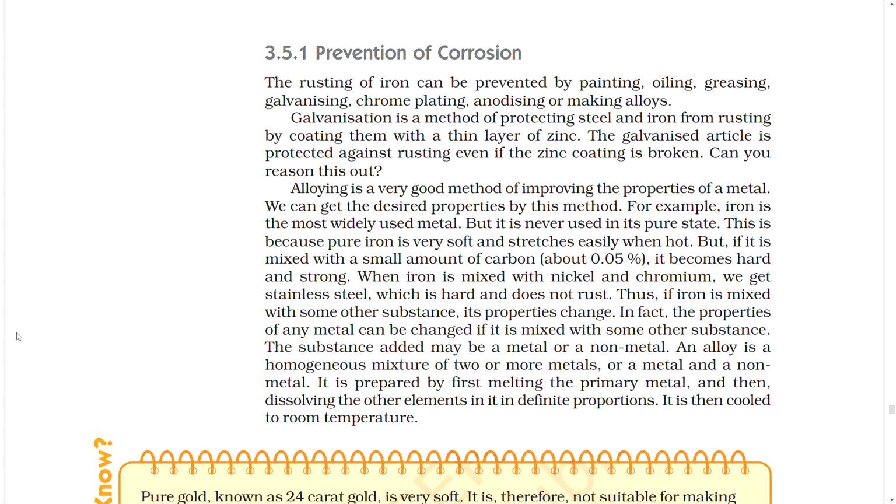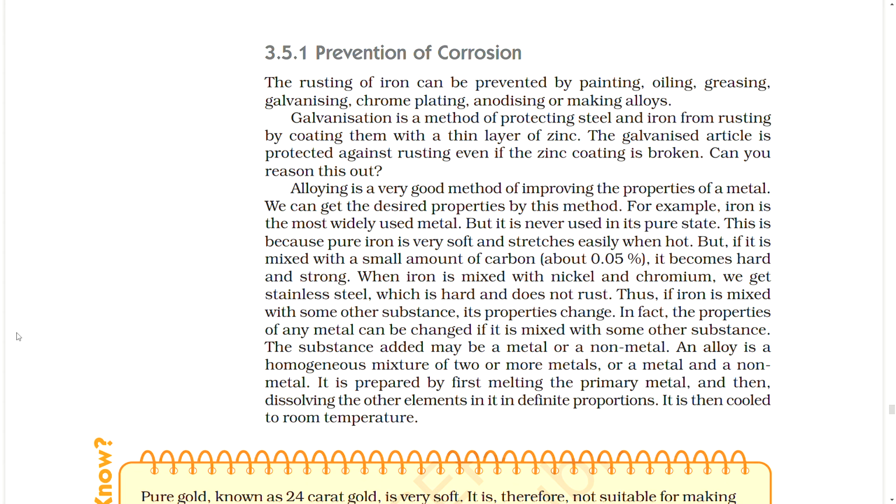Prevention of corrosion. The rusting of iron can be prevented by painting, oiling, greasing, galvanizing, chrome plating, anodizing, or making alloys. Galvanization is a method of protecting steel and iron from rusting by coating them with a thin layer of zinc. The galvanized article is protected against rusting even if the zinc coating is broken. Can you reason this out?